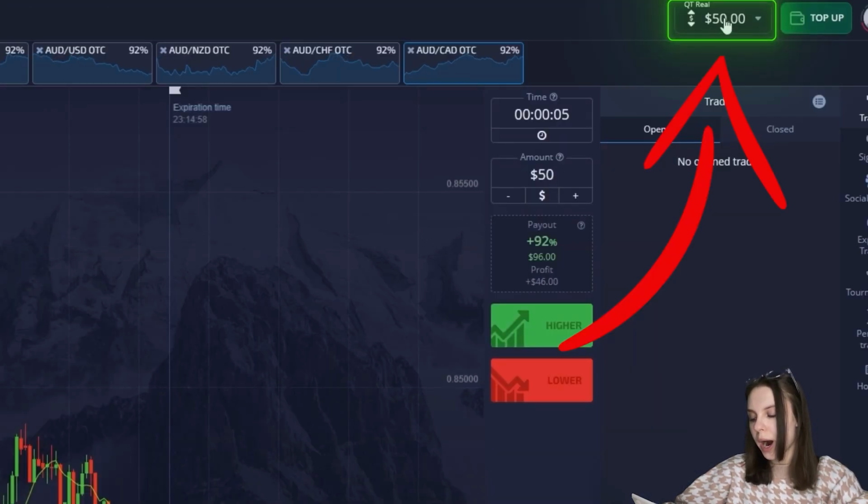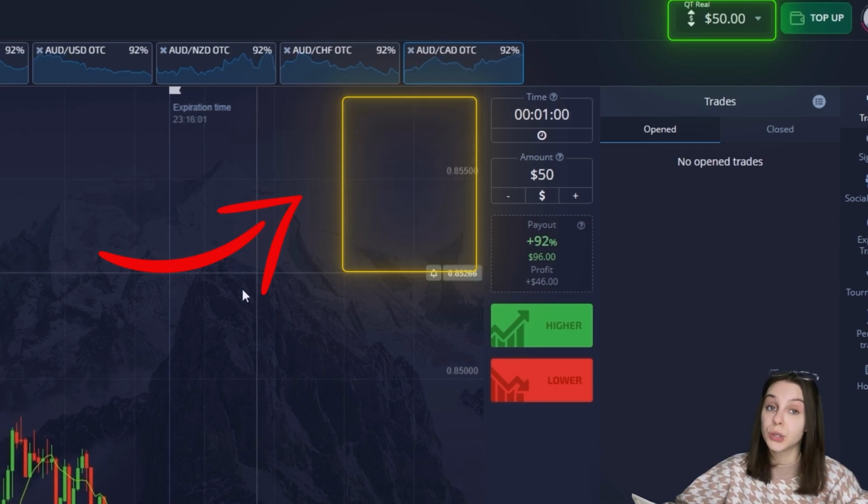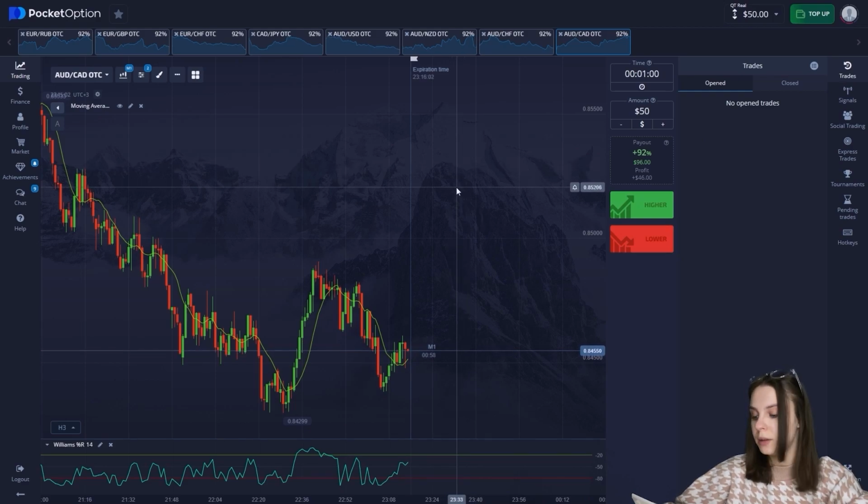Here we have a one-minute time frame set on the chart. The balance entered is $50. It's small, so you can also start with that. The transaction time we set is exactly 1 minute. That's all configured, dear traders. Let's start testing the strategy.